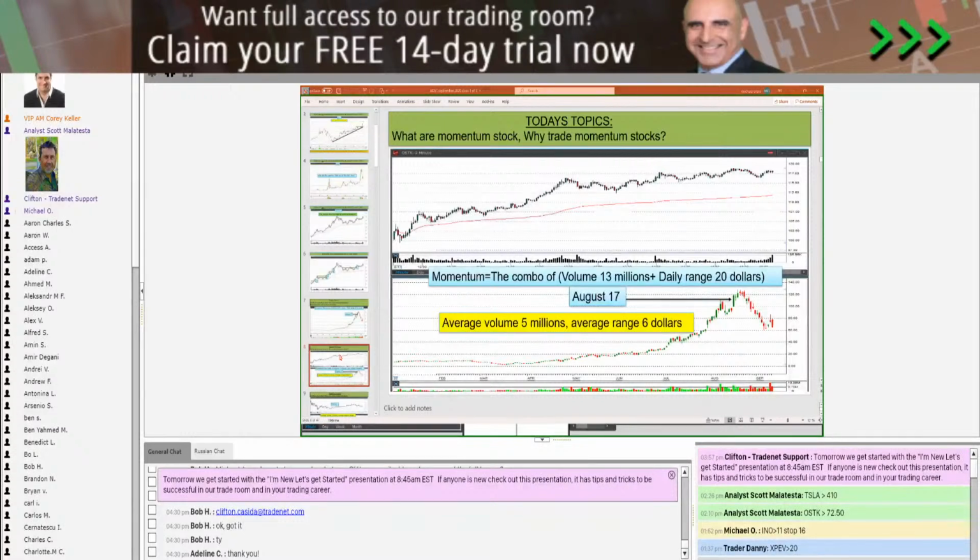Okay, so momentum is the combo of volume on August 17, 13 million shares traded, plus daily range, in this case $20, versus the average of 5 and 6. So the volume is nearly 3 times as much, the average range more than 3 times as much. And the result, you can see that the stock starts trading at 100 at the bottom, trends pretty much higher all day and ends up to nearly $20.